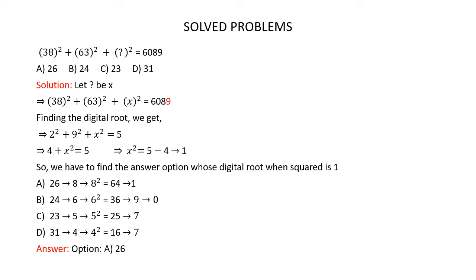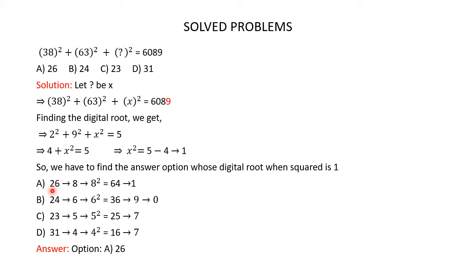Find the digital root of the numbers in the given equation. 3 plus 8 is 11 and 1 plus 1 is 2. So 2 squared is 4. 6 plus 3 is 9, which is nothing but 0. So 0 squared is 0. 6089, you can neglect the 9 here. 6 plus 8 is 14 and 1 plus 4 is 5. So now you have 4 plus x squared is equal to 5, or x squared is equal to 5 minus 4, which is 1. So x squared is 1. So now you have to find the answer option whose digital root when squared is 1.